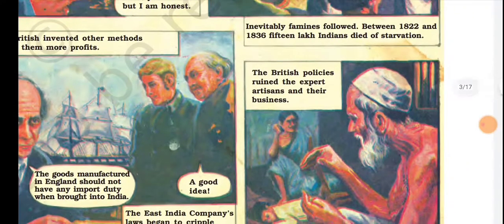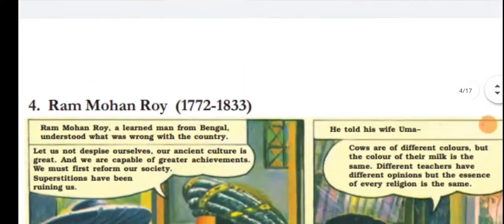Inevitably, famines followed between 1822 and 1836. 15 lakh Indians died of starvation. The British policies ruined the export, artisans, and their business. Finally, the problems of Indians increased further when there were famines, or we can say droughts, between 1822 and 1836, where 15 lakh Indians died of starvation. And it's the British policies that ruined the artisans and their business.